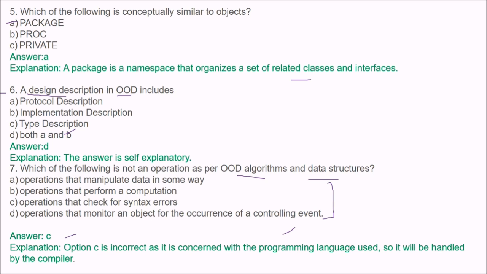So operations that manipulate data in some way, operation to perform a computation, and operation that monitors an object for the occurrence of a controlling event. But the operation to check the syntax errors is not an option. C is incorrect as it is concerned with the programming language use. So it will be handled by the compiler.